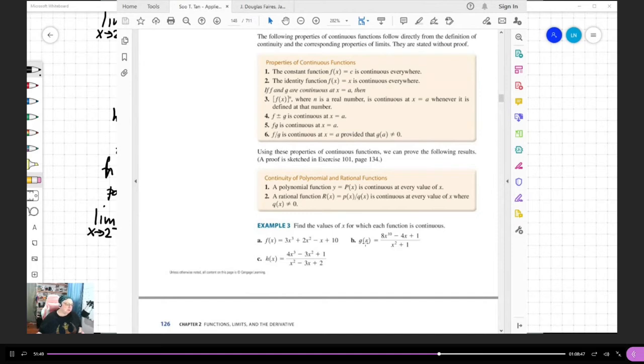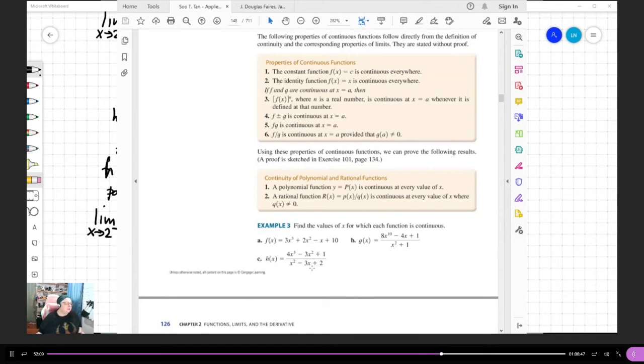G is a rational function. So a rational function is continuous everywhere except where the denominator is 0. Well, the denominator here is x squared plus 1, so it's never 0. Right? So this is also continuous everywhere.